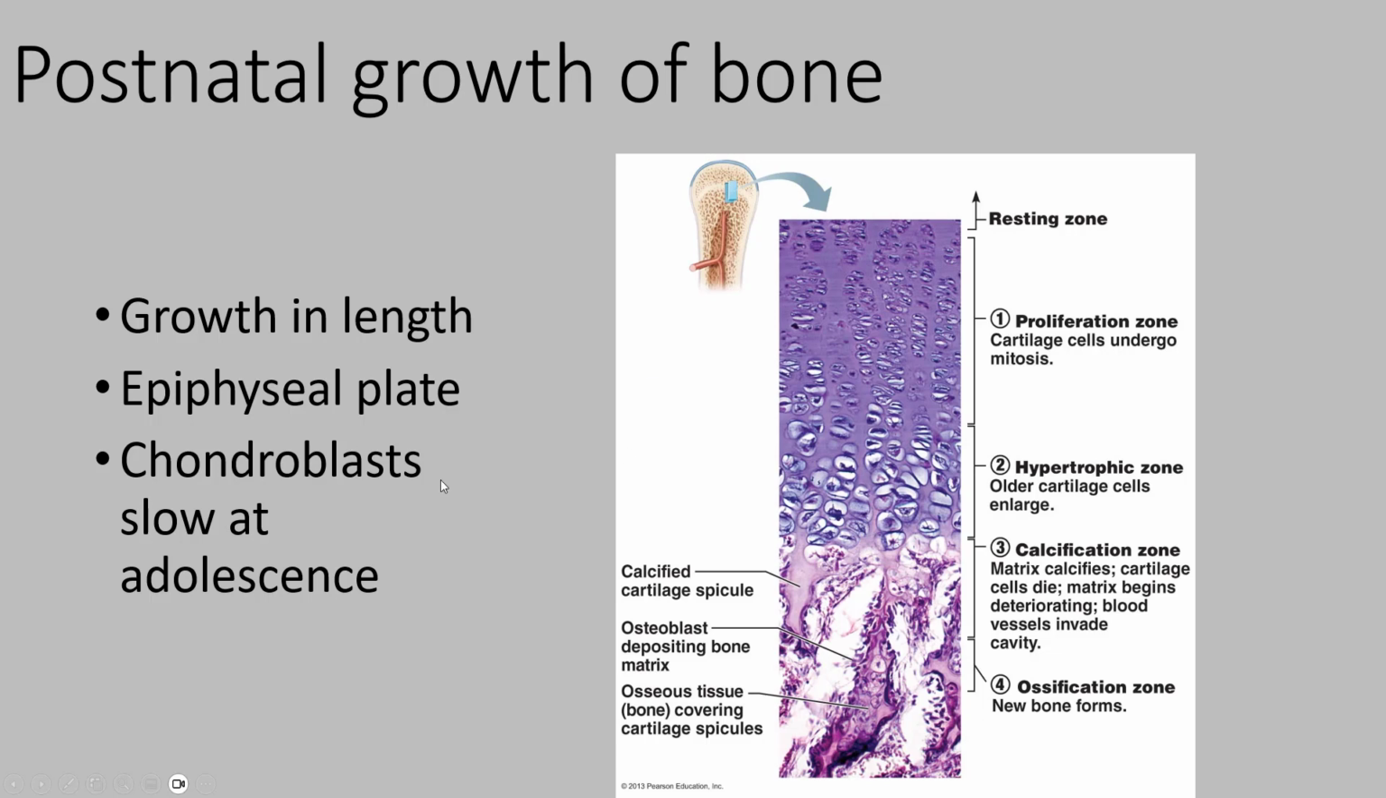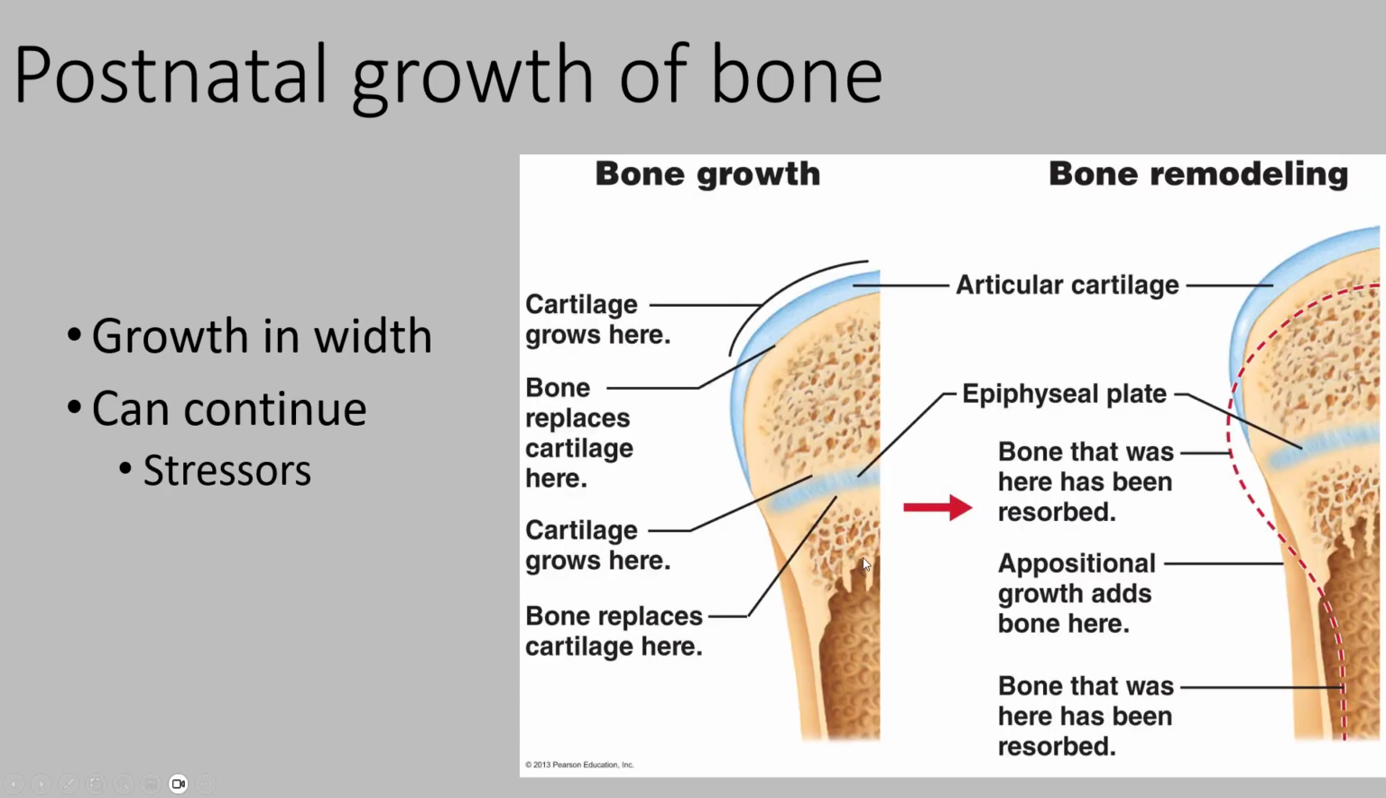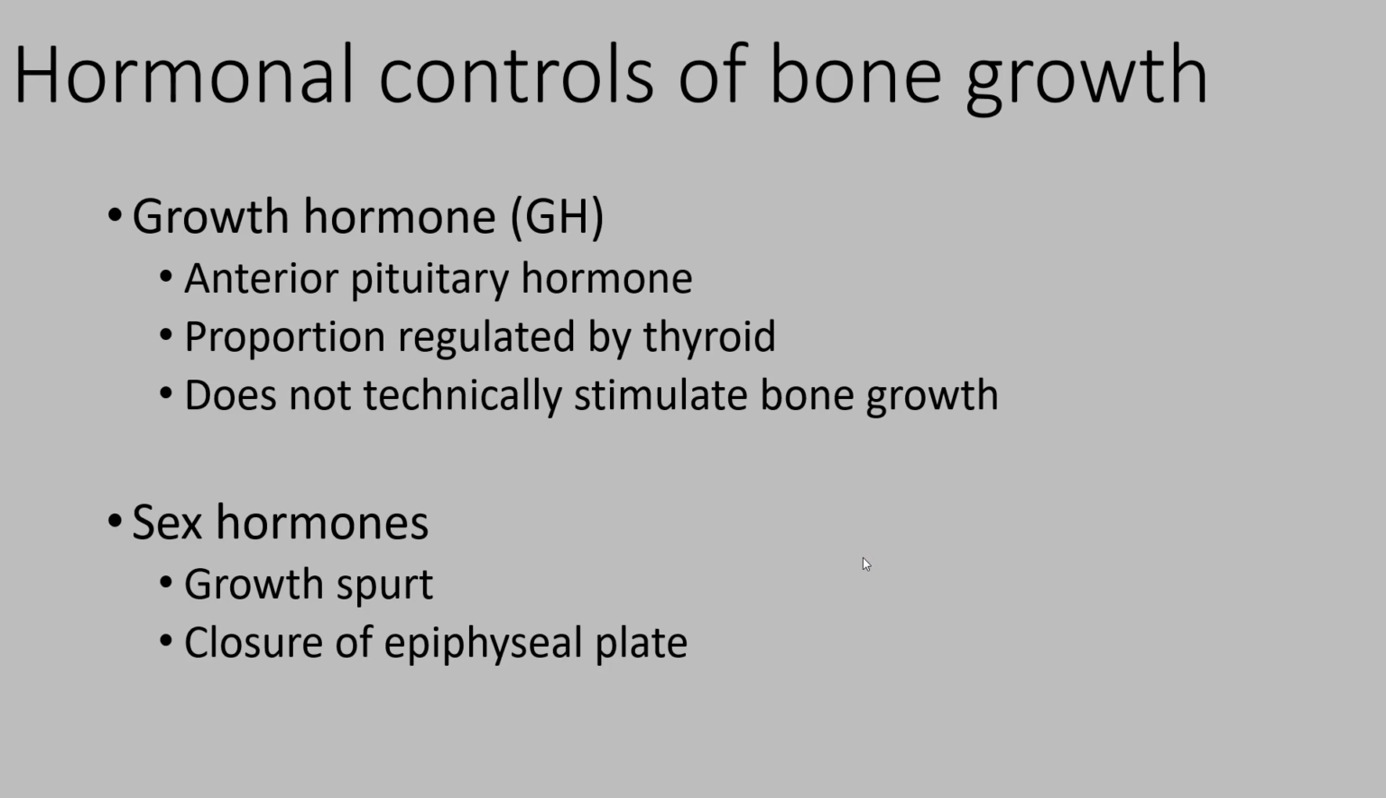What that means is those chondroblasts slow at adolescence. Up here in the proliferation zone, they begin to stop dividing, which stops pushing into the hypertrophic zone, which stops pushing into the calcification zone. The ossification zone takes over, and the growth plate seals at adolescence.